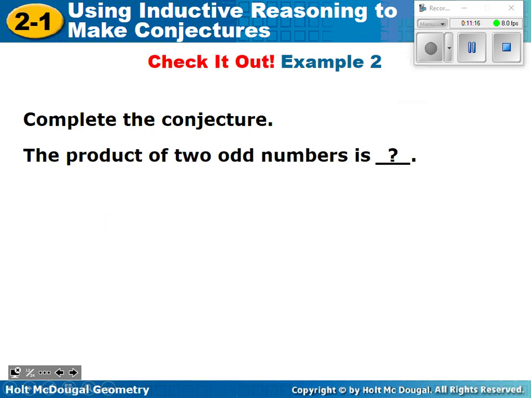Okay, complete the conjecture. The product of 2 odd numbers is blank.